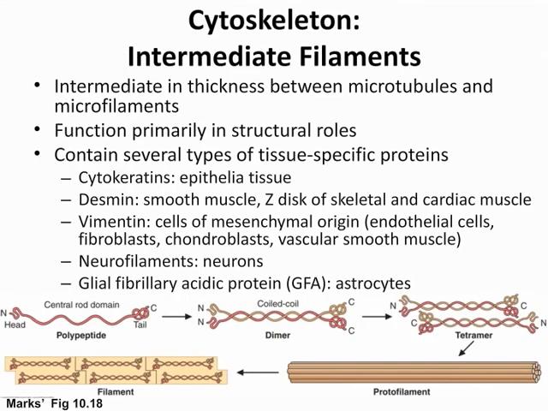Alright, so here we have intermediate filaments. They are intermediate in thickness between microtubules and microfilaments. Remember that microfilaments are the thinnest, microtubules are the thickest, and so intermediate filaments are just intermediate thickness. So they primarily play a structural role. There's several types of tissue-specific proteins. So we have cytokeratins, desmin, vimentin, neurofilament, and GFAP. So just be able to tell me those different types and then where you might find them.